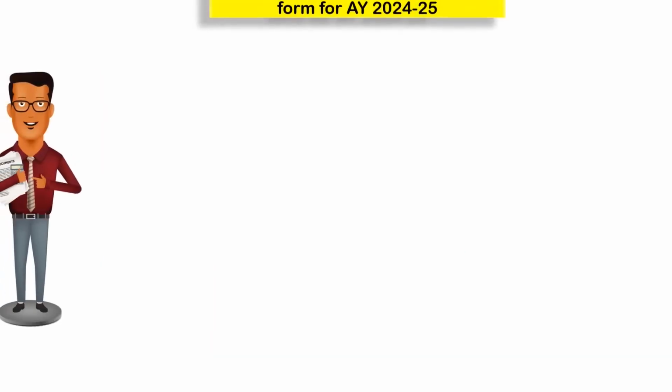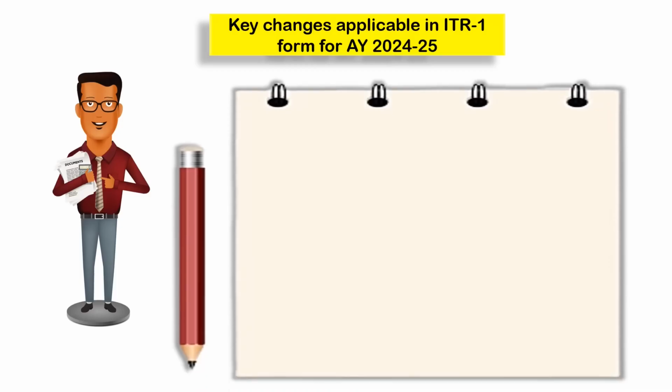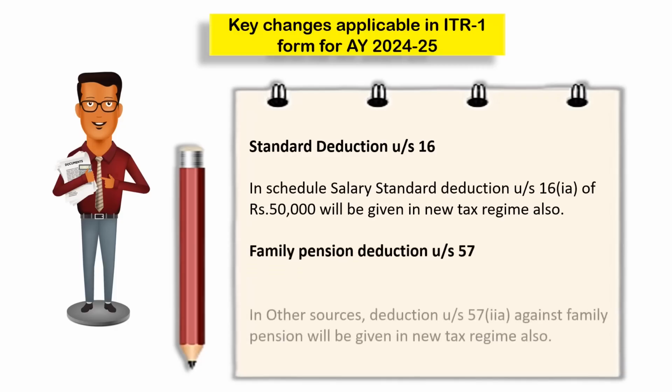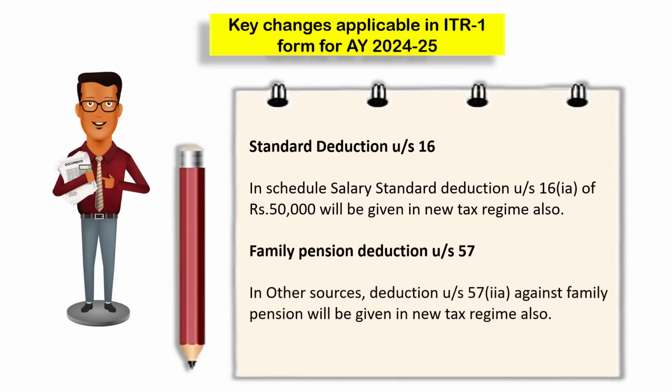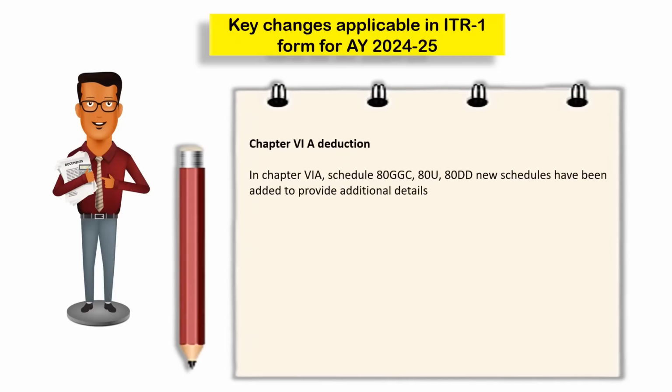Another change which is incorporated for assessment year 24-25 is that in schedule salary, standard deduction under section 16IA of rupees 50,000 will be given in the new tax regime also. In other sources, deduction under section 57(2)A against family pension will also be given in the new tax regime. In chapter 6A, schedule 80GGC, 80U, 80DD have been added to provide additional details.